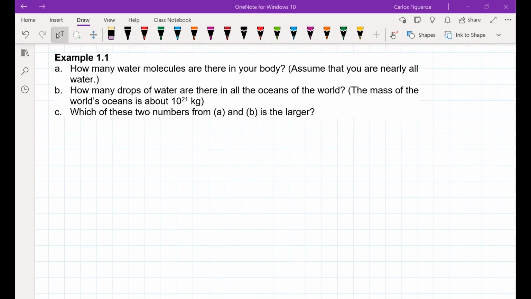Example 1.1. How many water molecules are there in your body? Assume that you are nearly all water. B. How many drops of water are there in the oceans of the world? And then C. Which one's larger, the number of water molecules in your body or the number of water drops in the ocean?